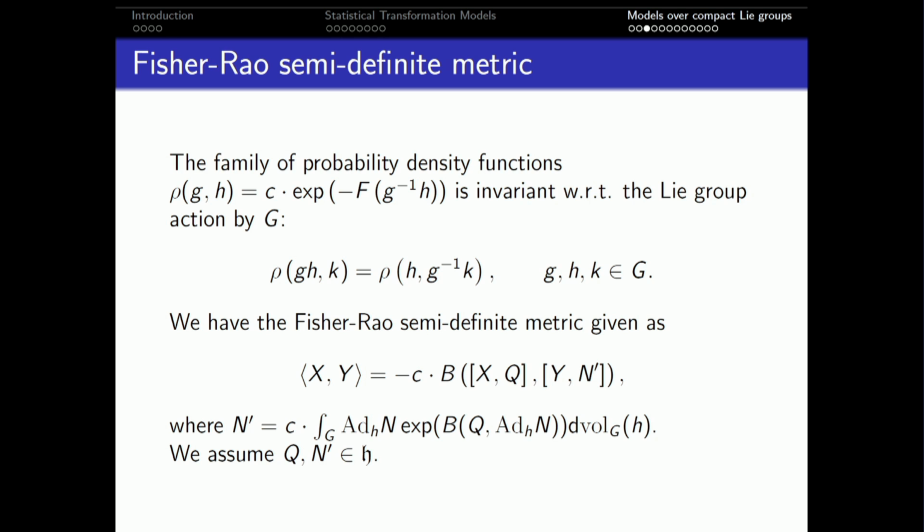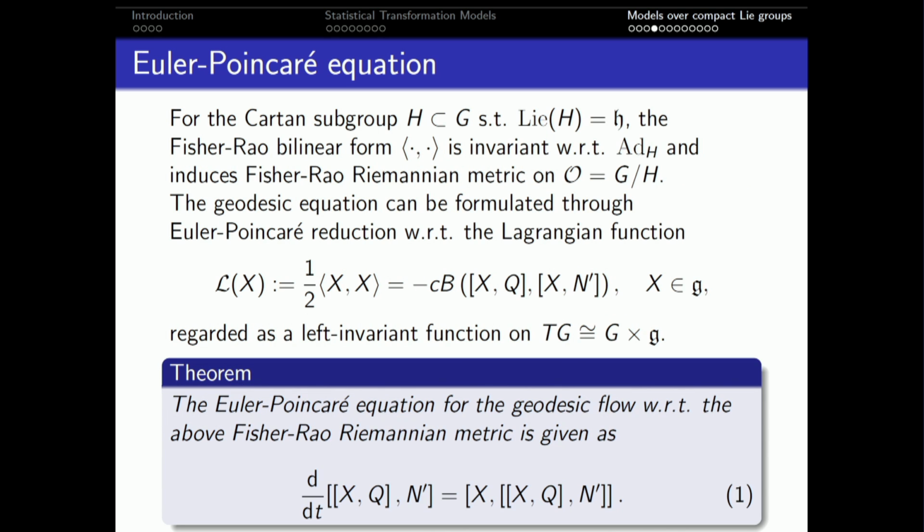Okay, now we have the Fisher-Rao semi-definite metric, and we can see that this metric is invariant with respect to the action of the Cartan subgroup, which has this fraktur h as its Lie algebra. And it is positive definite on the complement to this Cartan subalgebra. So this means that we can use the framework of Nomizu to get the Fisher-Riemannian metric on the quotient space G over H. We can go to the definition of the Levi-Civita connection and the geodesic flow for that metric. Or instead, we can use the Lagrangian formulation of the geodesic flow.